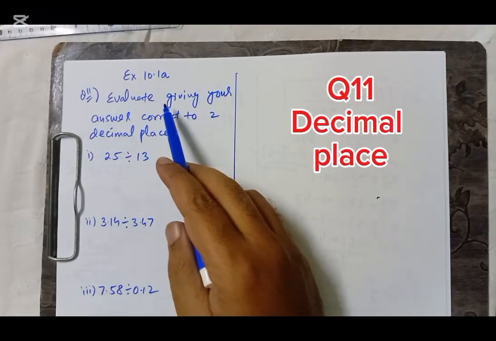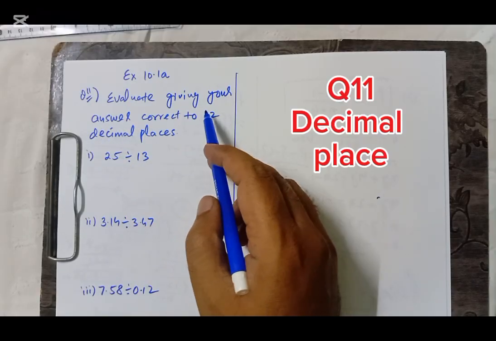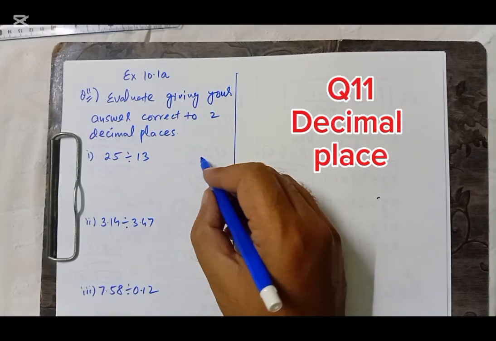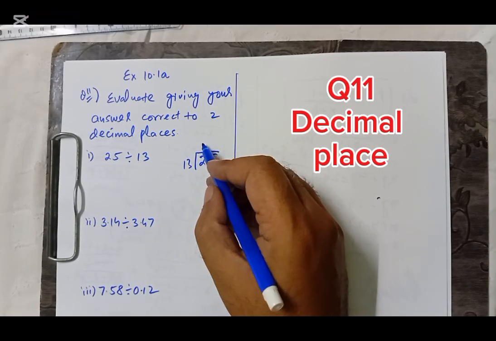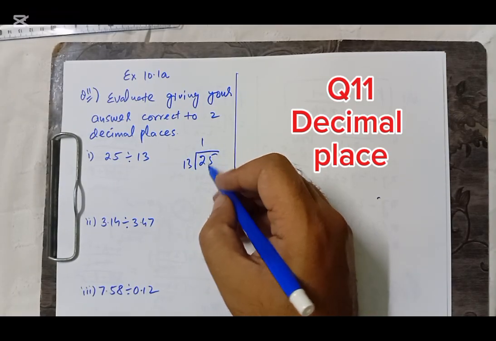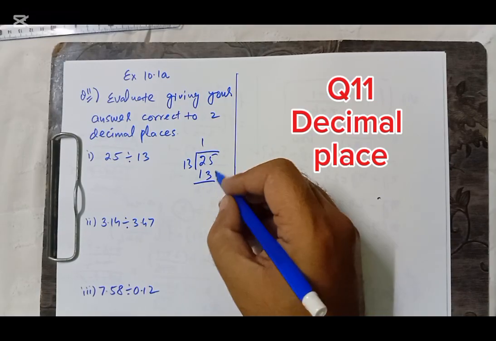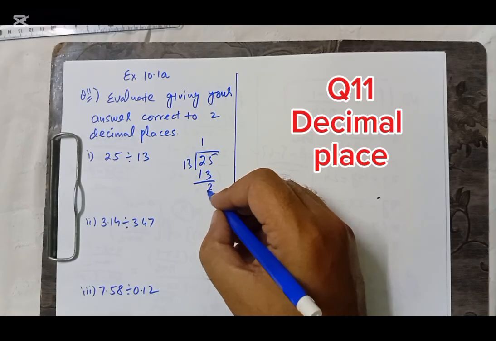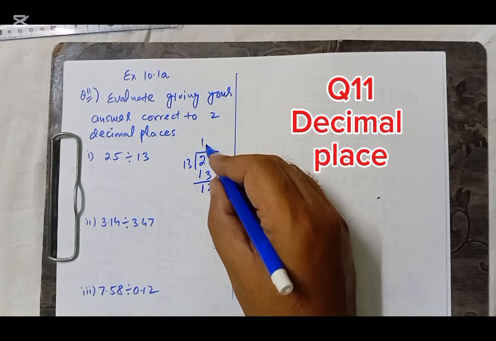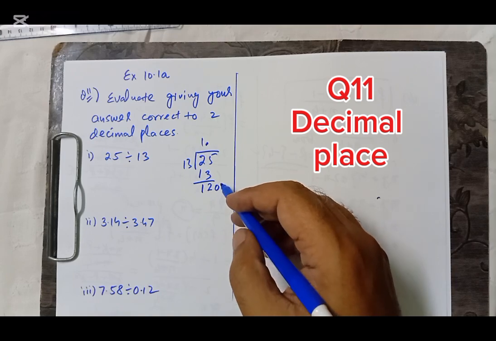In exercise 10.1a, question number 11 is: evaluate 25 divided by 13, giving your answer correct to two decimal places. So if I divide 25 by 13, 13 times 1 is 13 and 13 times 2 is 26, which is greater than 25. So 13 times 1 is 13. And 5 minus 3 gives 2, 2 minus 1, 1. So I will put a decimal sign here and I can put a 0 here.